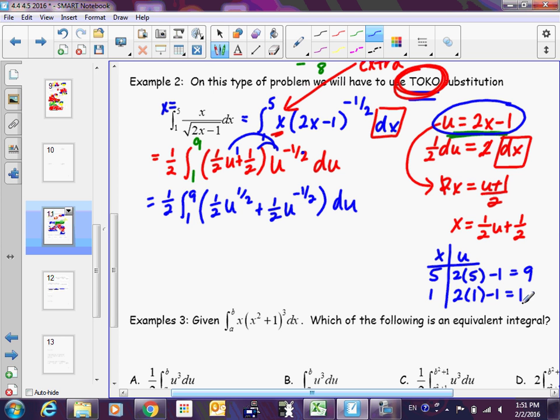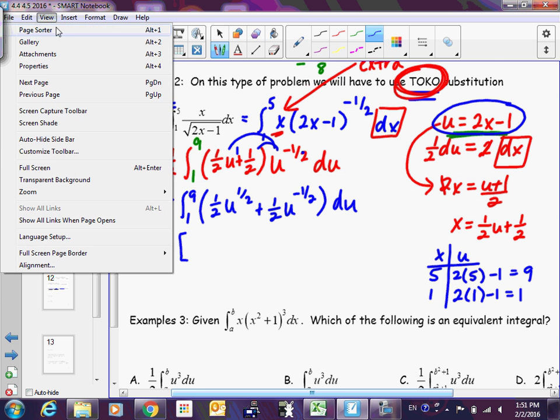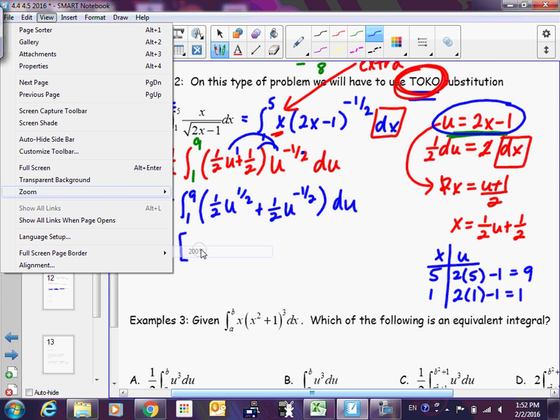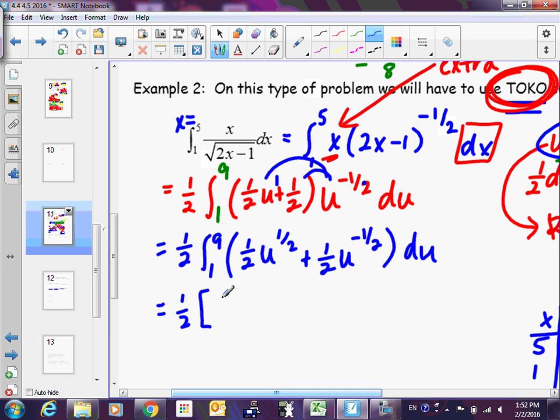Okay, so let's continue on with this problem. All right, 1/2. Let's put a parenthesis or bracket because we're ready to integrate here. I'm going to make this a little bit bigger. All right, so how do we integrate? If you're thinking there are so many parts of this problem, you're right. So let's just focus on one part, integrating this part right here.